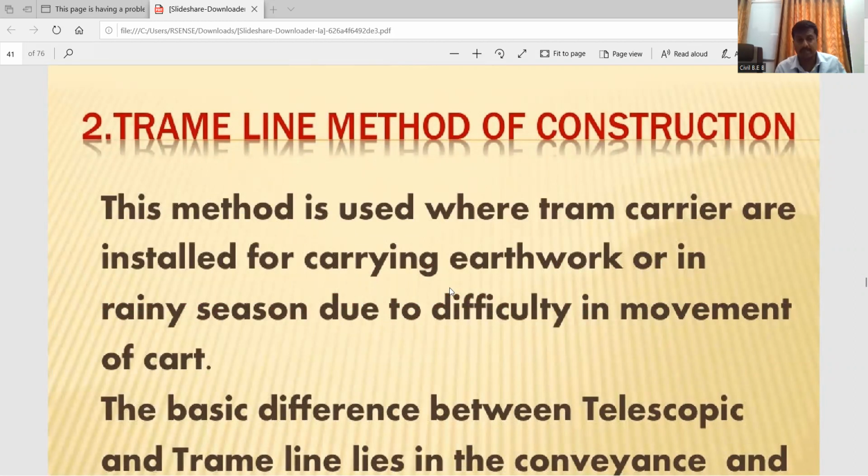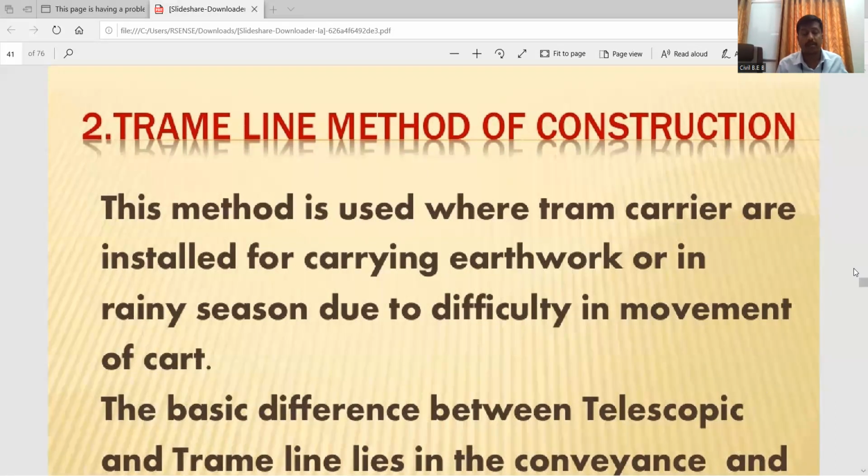Next method is the tramline method of construction. Dear students, I will not take so much time on this particular part because there is less weightage in your examination as far as this part is concerned. Whatever is important, I will take it for you from this chapter only.